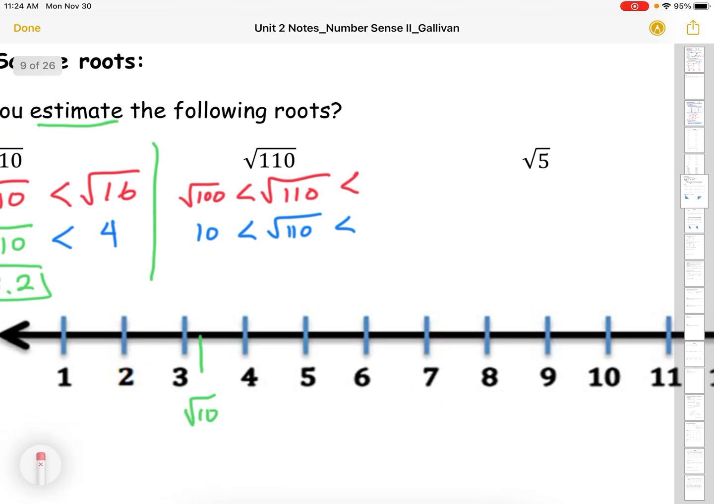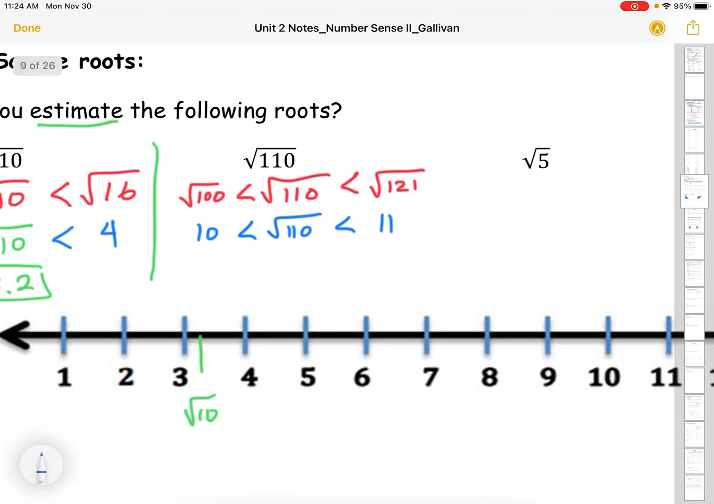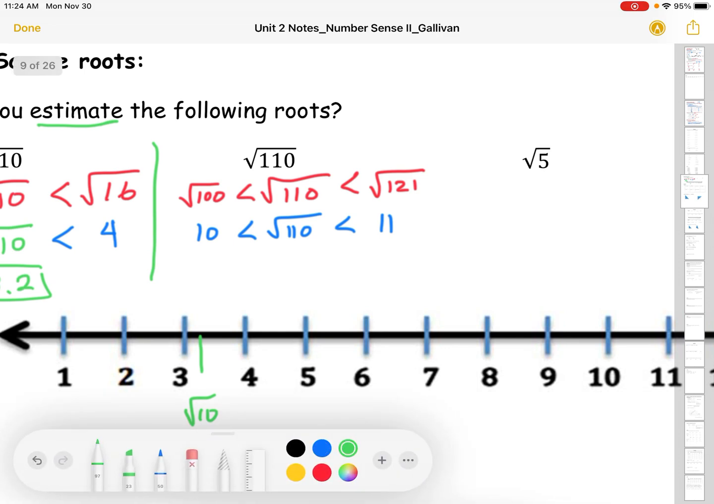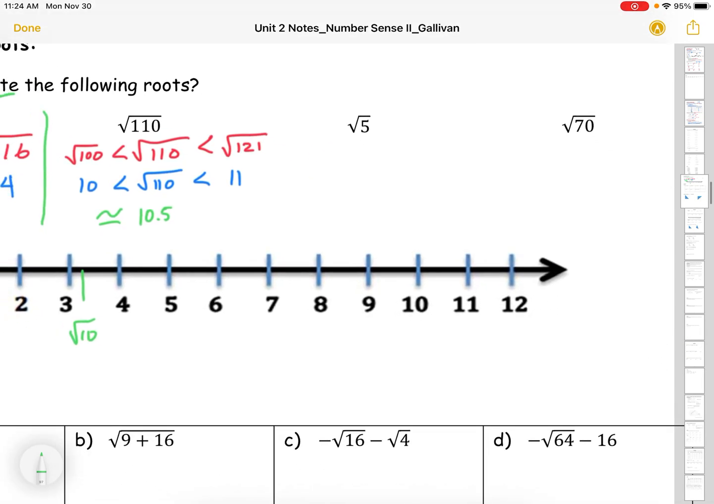121. Sorry, I'm going to keep it in red. 121, right? The square root would be 11. So that means it's going to be somewhere between them. It's about halfway, so I'm going to think the square root is approximately halfway. Somewhere between 10 and 11, I'm going to say it's around 10.5. If we put that on our number line, it'd be around there. And we can check that. 110, hit the square root. It's 10.48, so 10.5, okay?